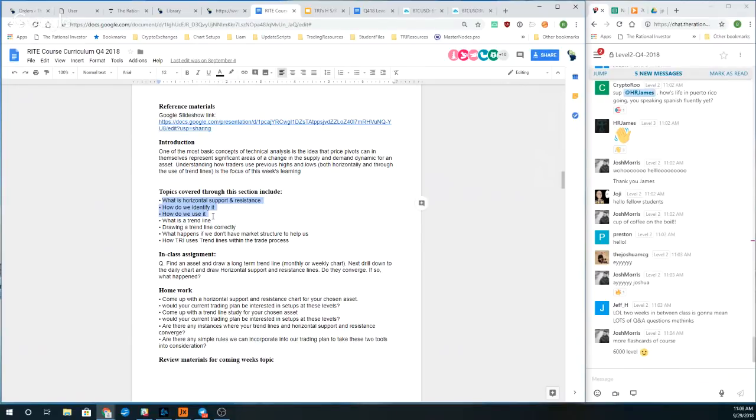So we're going to talk a lot about horizontal support and resistance, how we do the charts, what they tell us, what the application is, and give you some assignments around this. And then the second half of today's presentation, we're going to talk a little bit about trend lines. And it's very important that we distinguish the two.